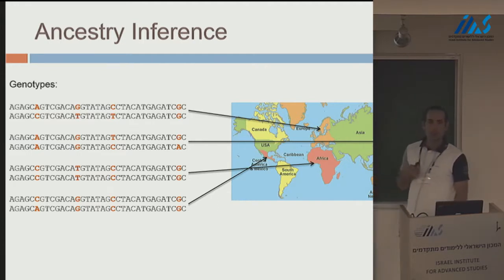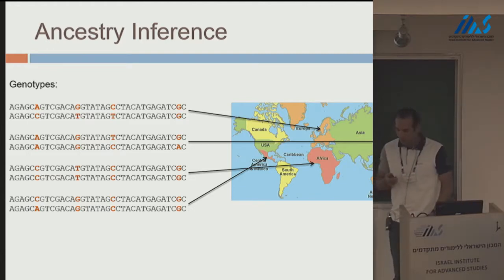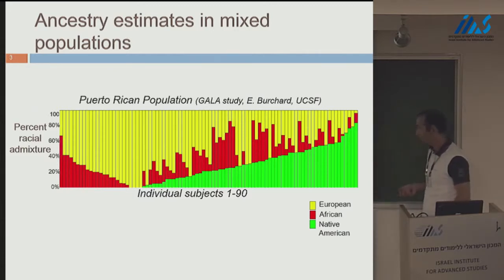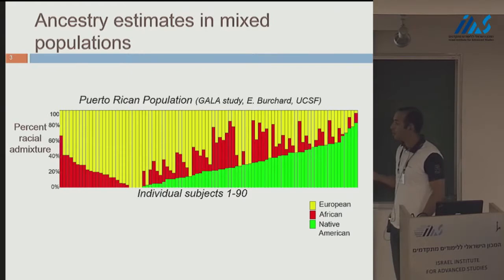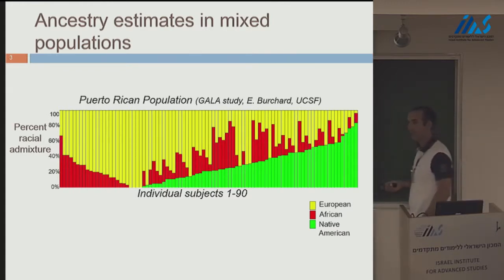Once you have collected data, this is a computational or statistical problem that we're trying to solve. I guess some of you have seen these kinds of plots. They come out of programs like Structure or Admixture, and there are a few others. This comes from a study in San Francisco for asthma, and these are 90 individuals that are Puerto Ricans. Every rectangle is one person, and the three colors correspond to three populations. Puerto Ricans come from Europe, Africa, and Native Americans.